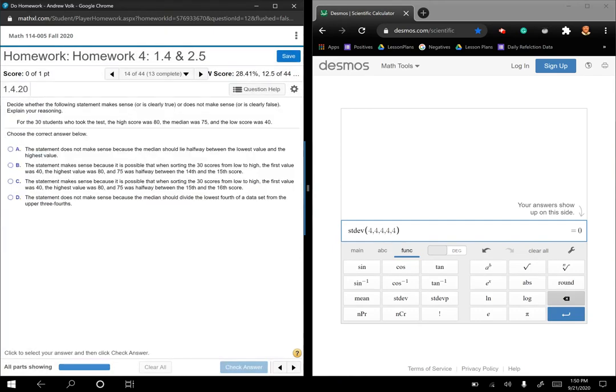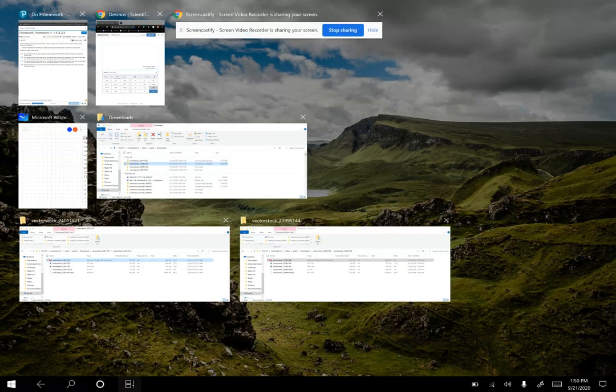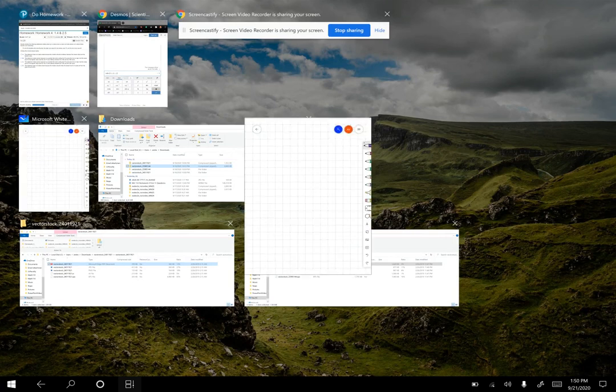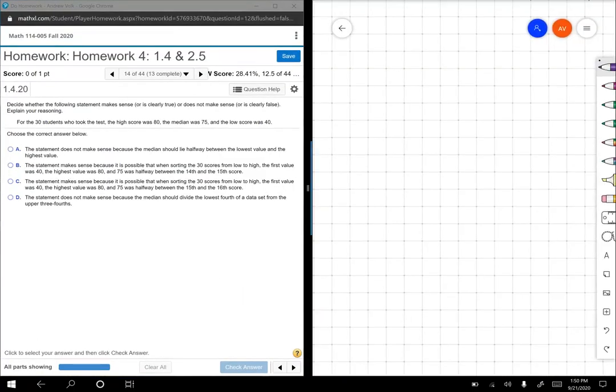Great. Let's look at number 14. Number 14 says, decide whether the following statement makes sense or is clearly true. For the 30 students who took the test, the high score was 80, the median was 75, and the low score was 40. So the question is, do you think that makes sense? Can you have a high score of 80? I'm going to throw this up here. High of 80, a median of 75, and a low score of 40. Is that possible? And it seems like the 75 is really close to 80, but is that possible?